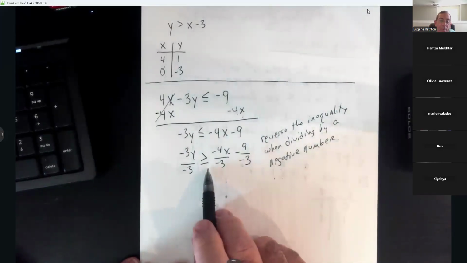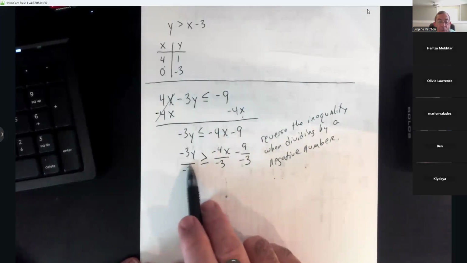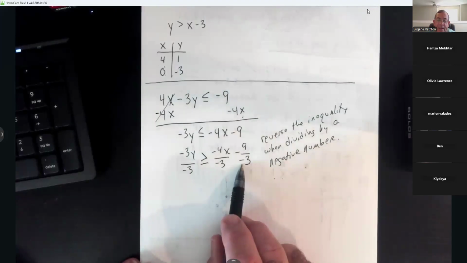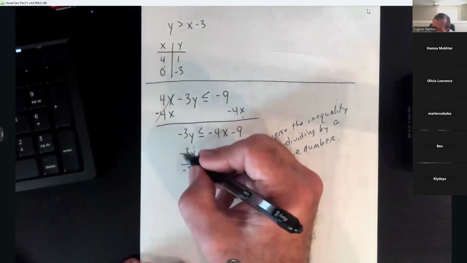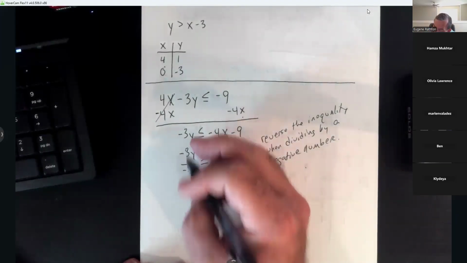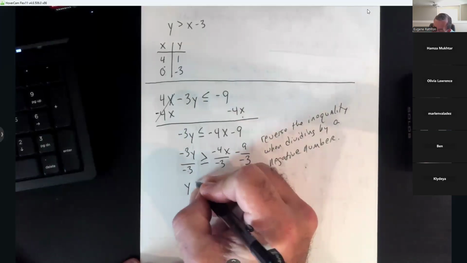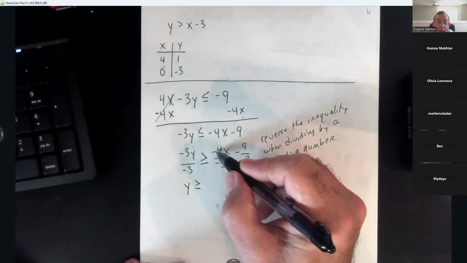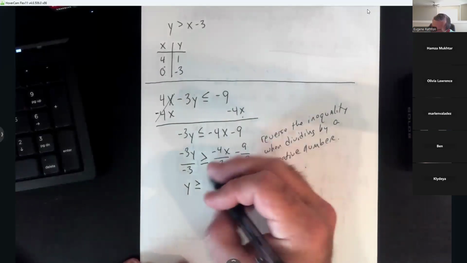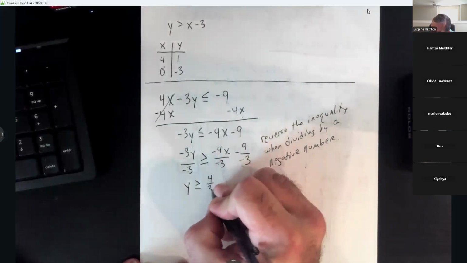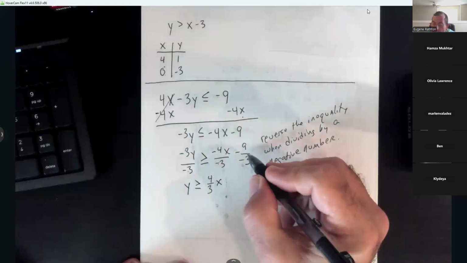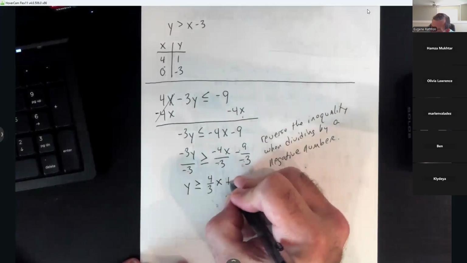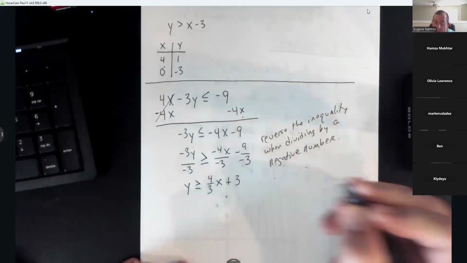Now, if that would have been a positive 3, I wouldn't have flipped it. I'm only flipping it when I divide by negatives. All right, y'all, let's see what we get. Negative 3 divided by negative 3 is a 1y. It's now greater than or equal. Well, y'all, negative divided by negative is going to make that a positive 4/3 x. And then this negative divided by negative will make that a positive 3.